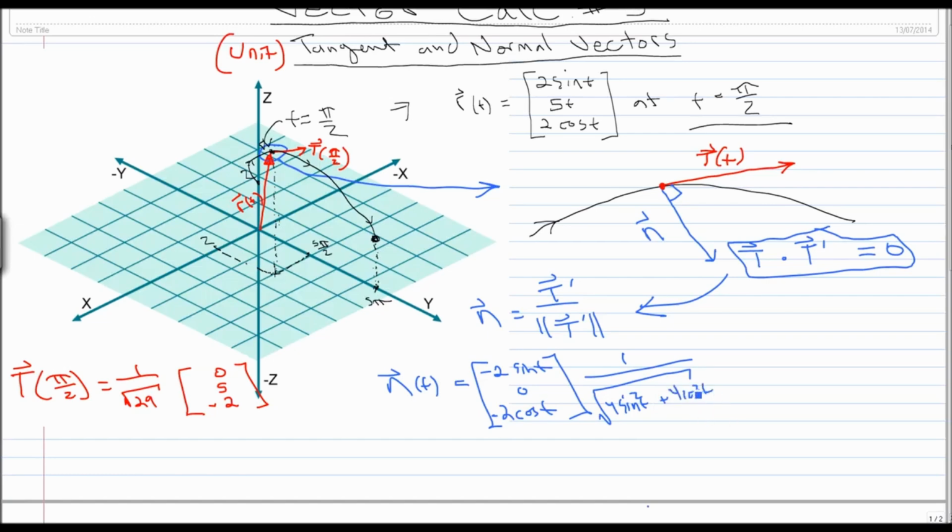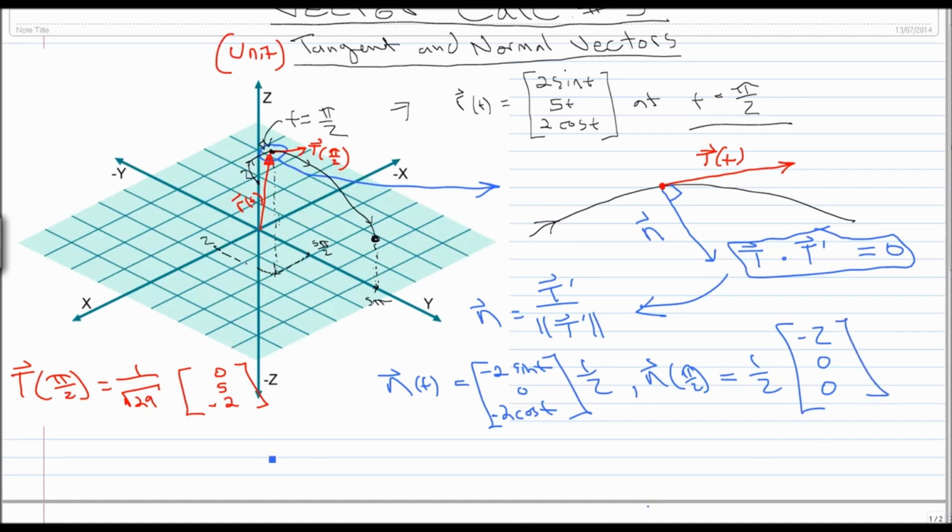squared. And again, we can factor out the 4. Sine squared plus cos squared is 1. Take the square root of 4, and to save space, I'm just going to rewrite this as a half. So that means that at pi over 2, our normal vector is going to be 1/2, with minus 2 there, 0, and 0 there.